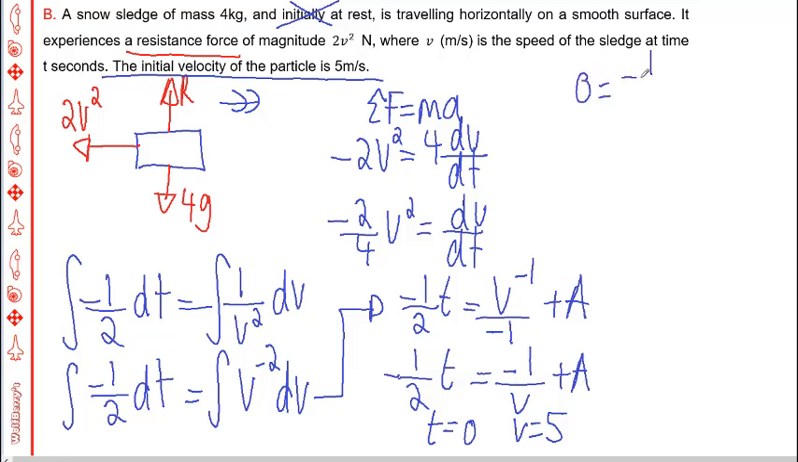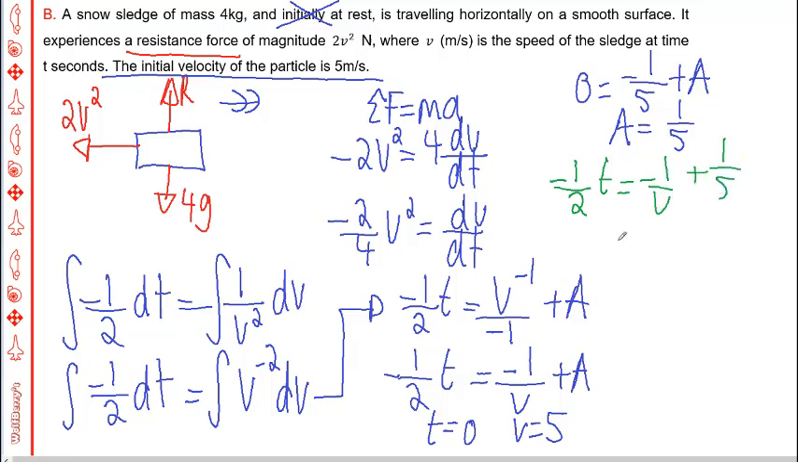0 equals minus 1 over 5 plus a. Now, therefore, a is equal to 1 over 5. Now, once you have that, plug it back into there, so we get an equation, which is known as the particular solution, minus a half t equals minus 1 over v plus 1 over 5. Move this there and that there, everything becomes positive. You get 1 over v equals a half t plus 1 over 5.